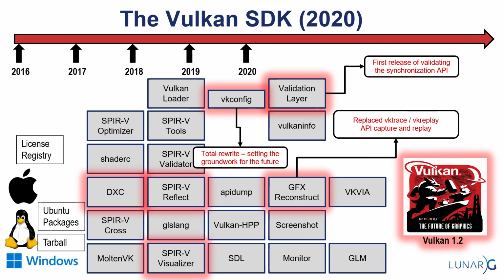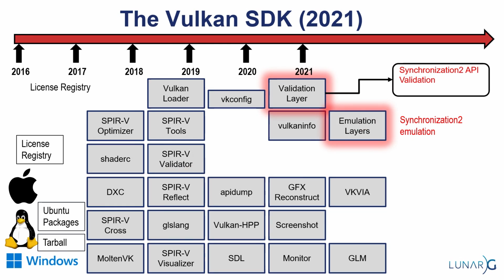We replaced the VK Trace VK Replay with the Graphics Reconstruct API capture tool that now is becoming very popular. I think I got most of it, and 1.2 launched. 2021 is when the Synchronization 2 API released in the specification. We added support for that in the validation layer, and we also wrote an emulation layer, the Synchronization 2 emulation layer. So this is now the beginning of adding some emulation layers to the SDK.